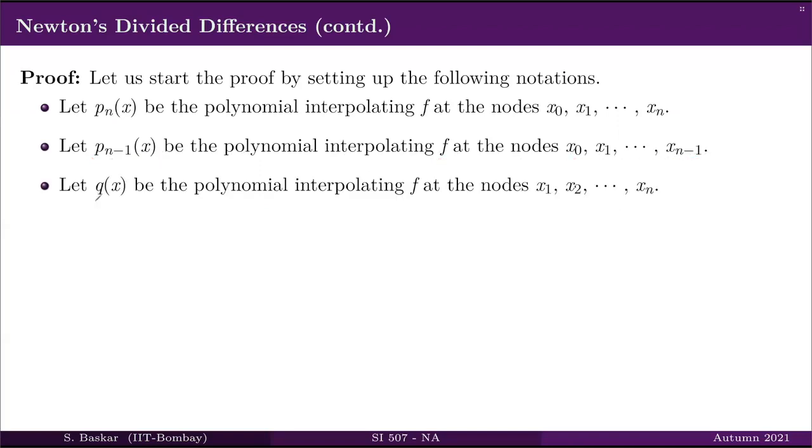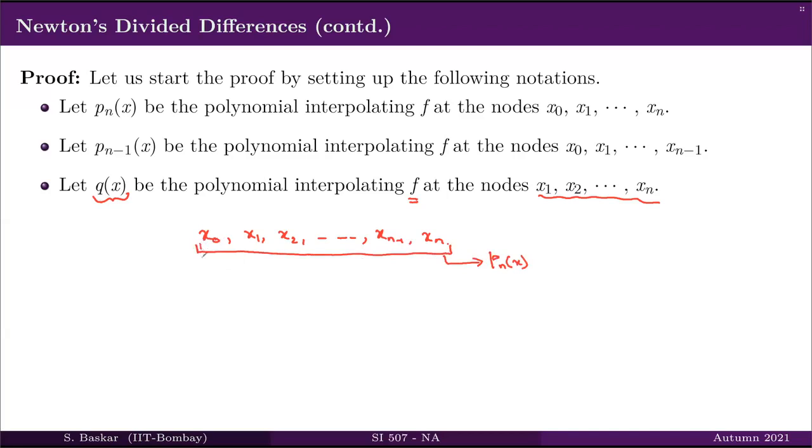And finally, we will use the notation q of x. This is probably we are introducing here for our convenience, which is the polynomial interpolating the function f at the nodes x1, x2 up to xn, right? So again, you have the nodes x0, x1, x2 up to xn minus 1, xn. If you construct the polynomial with all these nodes, that is denoted by Pn of x.